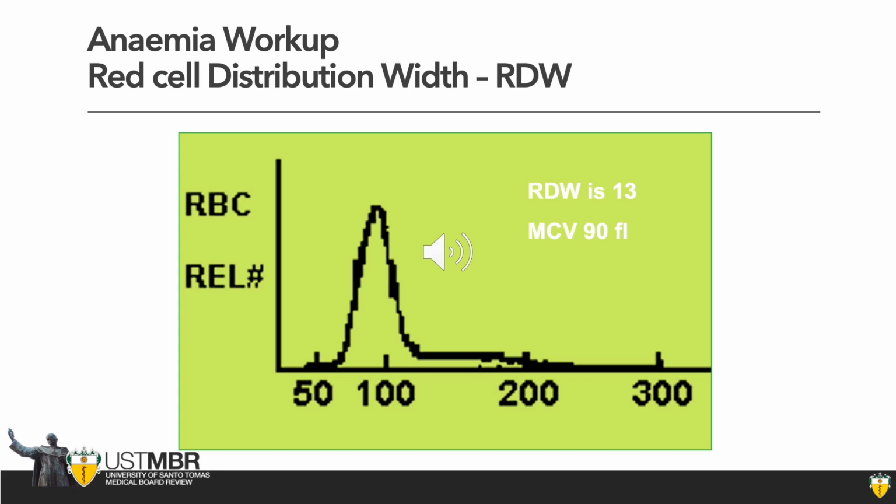Next, we have the RDW, or red cell distribution width. It's a measure of the range of variation of the red blood cell size and shape. So you say there is anisopoikilocytosis, or the red blood cells have different size and shape, if their RDW is high.